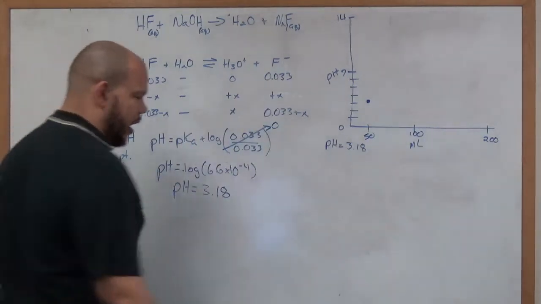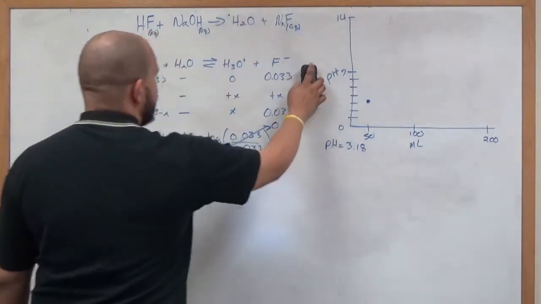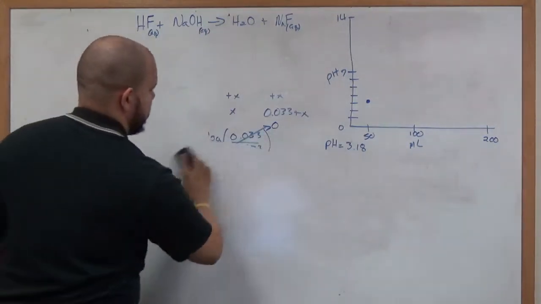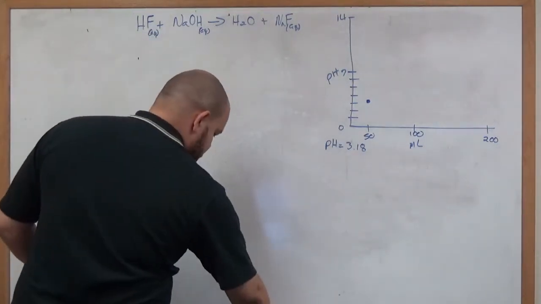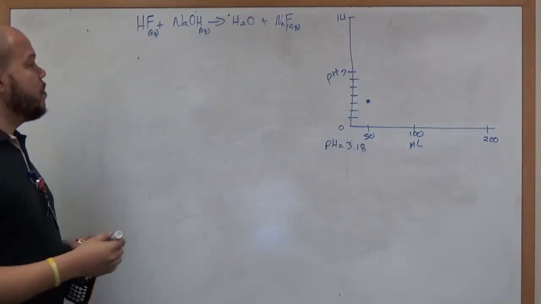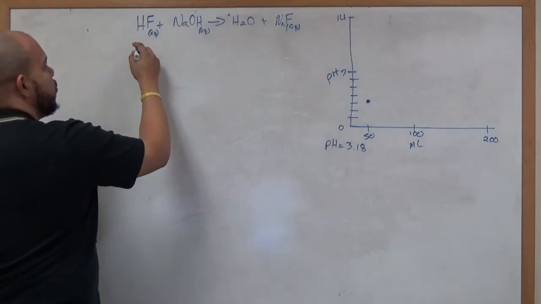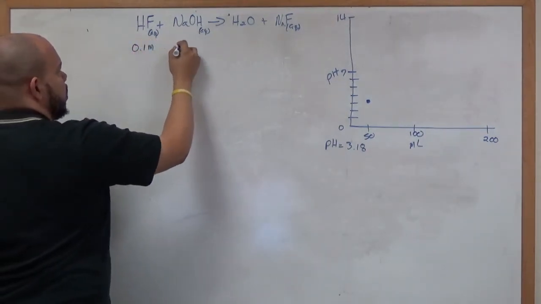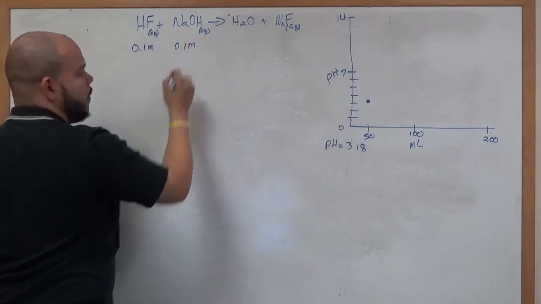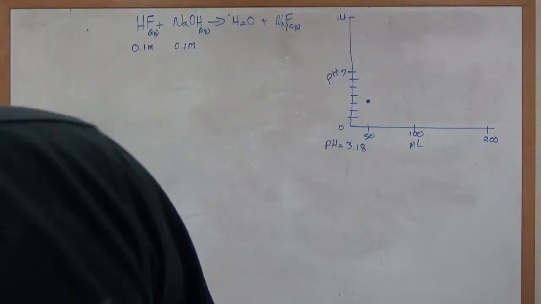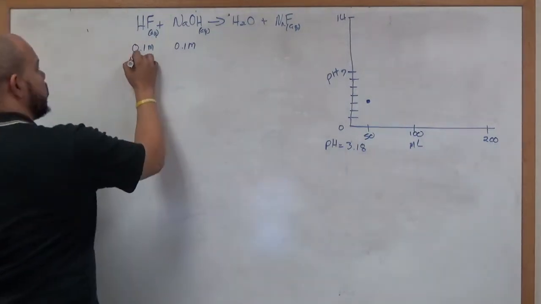Now let's take a look at the situation at equivalence. So I'm going to erase this. And I'm working in a little bit smaller space, but I do have the camera, so you should be able to see this. Okay, if we work at, I think we were looking at 0.1 molar and 0.1 molar of each of these. Let me verify that. And let's look at 100 milliliters of both.